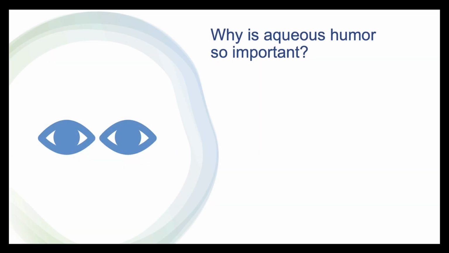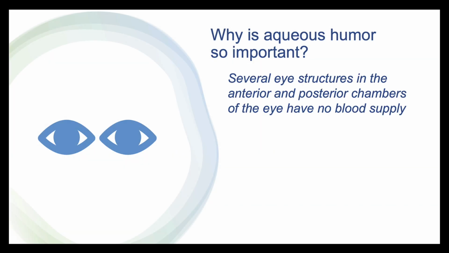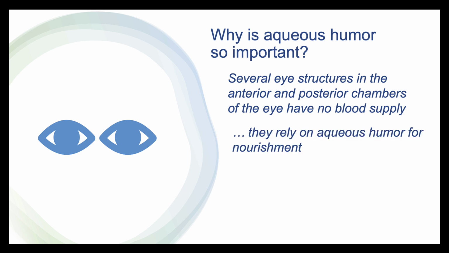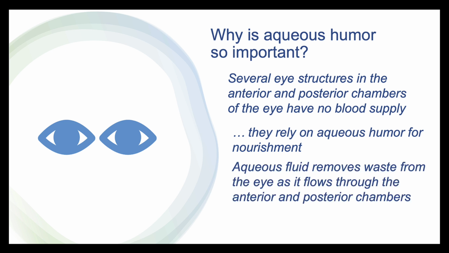Now, why is aqueous humor so important then? First of all, the eye structures in the anterior and the posterior chambers of the eye actually have no blood supply. If they had a blood supply and there was blood floating around there, it would no longer be transparent and you wouldn't be able to see through that area. So these areas have to rely on a different source for their nourishment, and that is what aqueous humor supplies to these areas. At the same time, the aqueous humor, as we mentioned, removes all the rubbish, all the waste from the eye as it flows through the anterior and posterior chambers before eventually draining away.